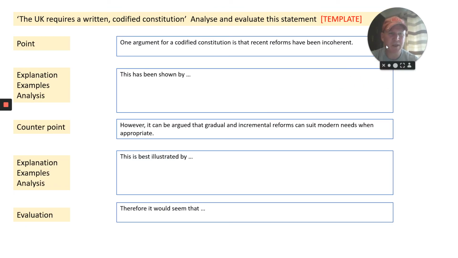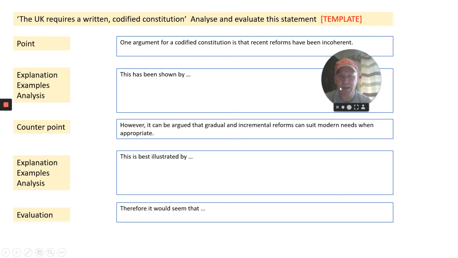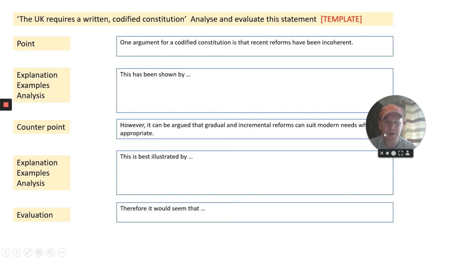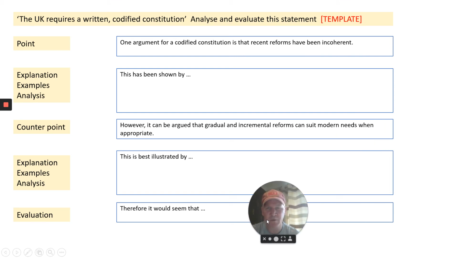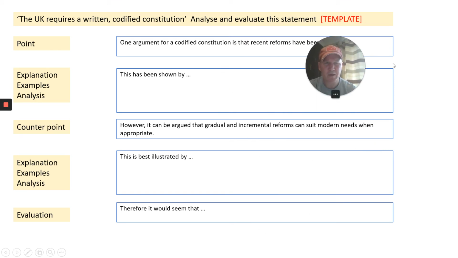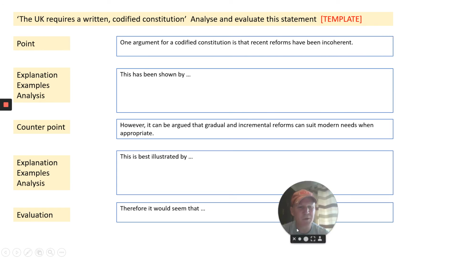If you're then going to put it together into a paragraph, here's your structure. Point, explanation, analysis of that point, counterpoint, explanation, analysis of that, and then crucially your evaluation overall. How incoherent do you believe the Constitution to be, and whether or not a written and codified Constitution would bring a greater level of clarity.